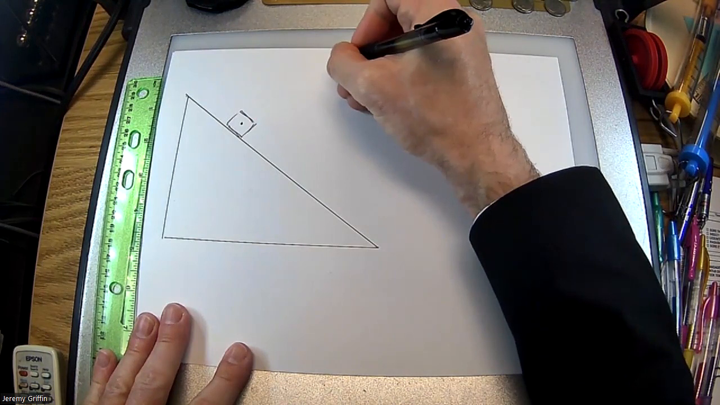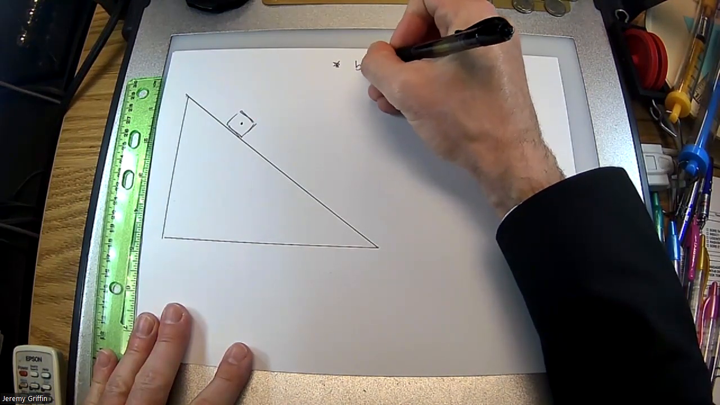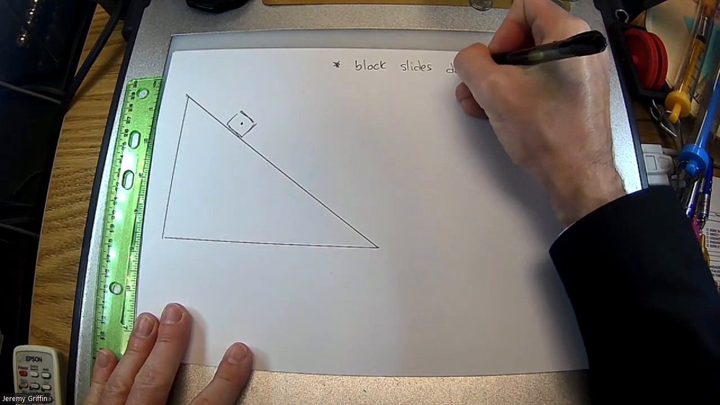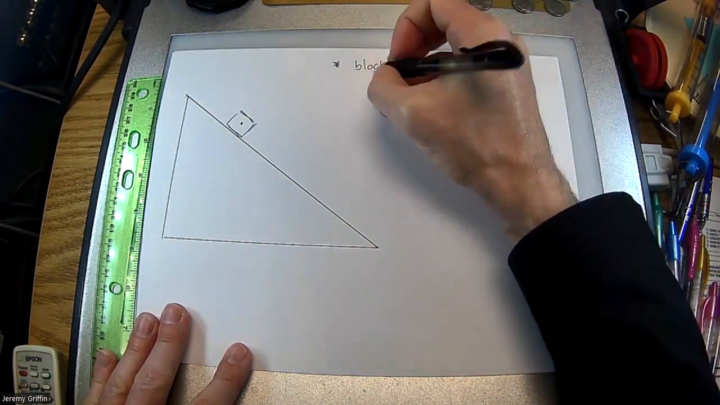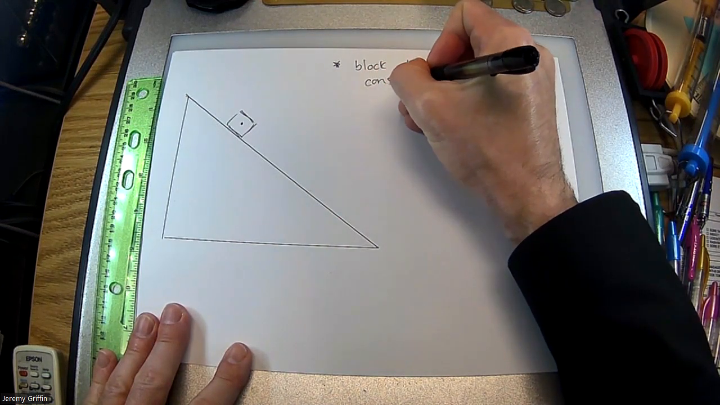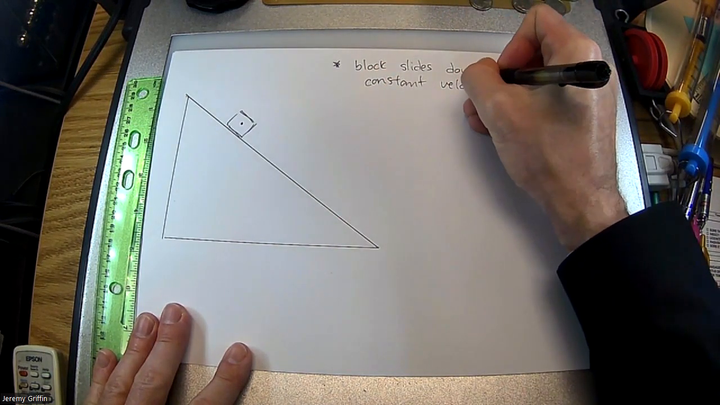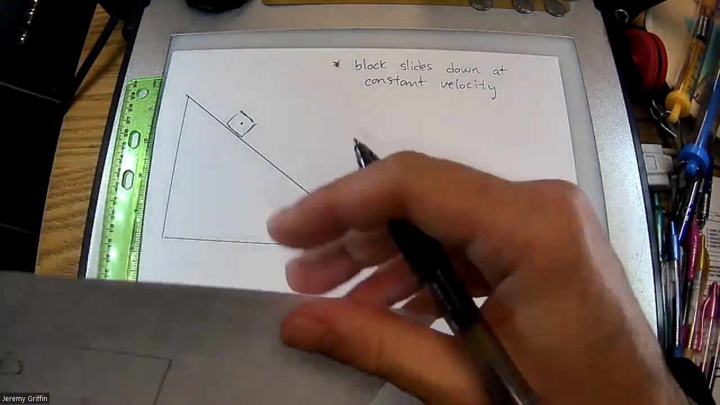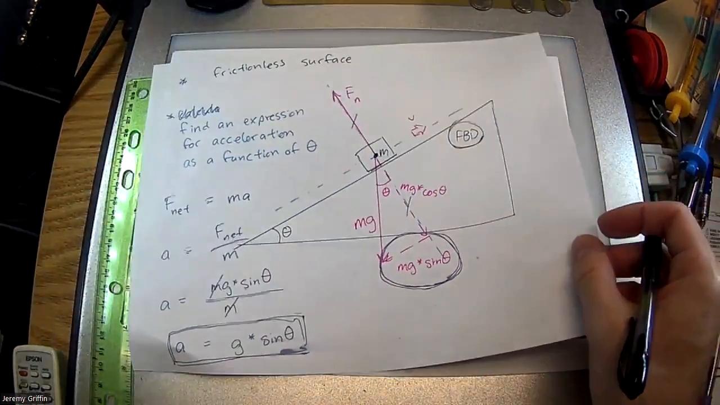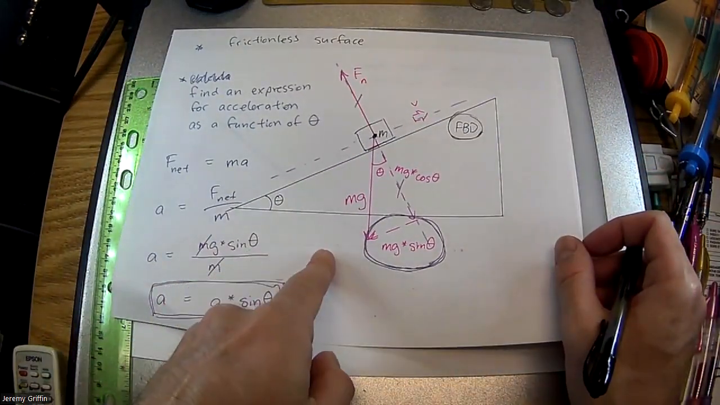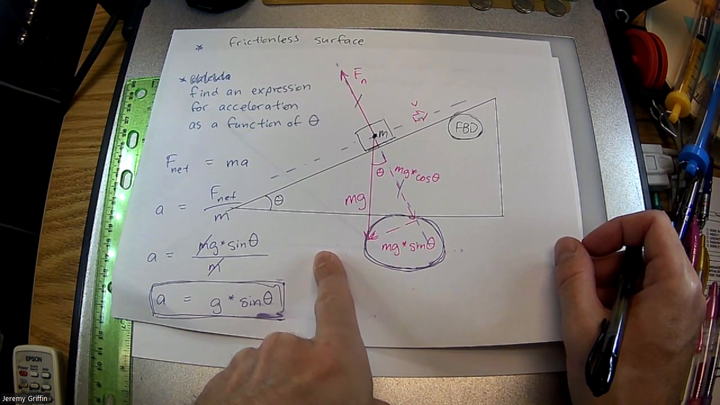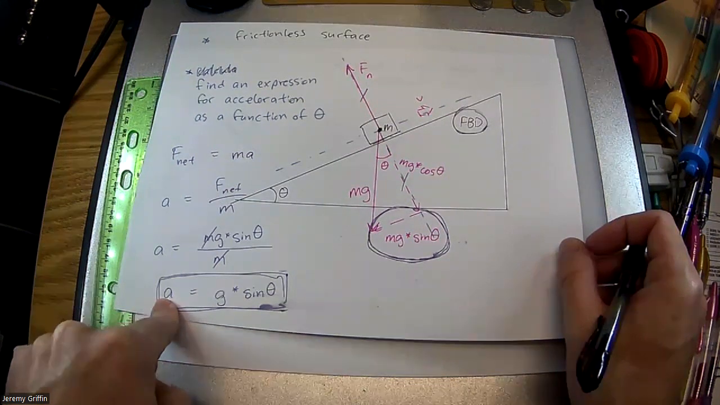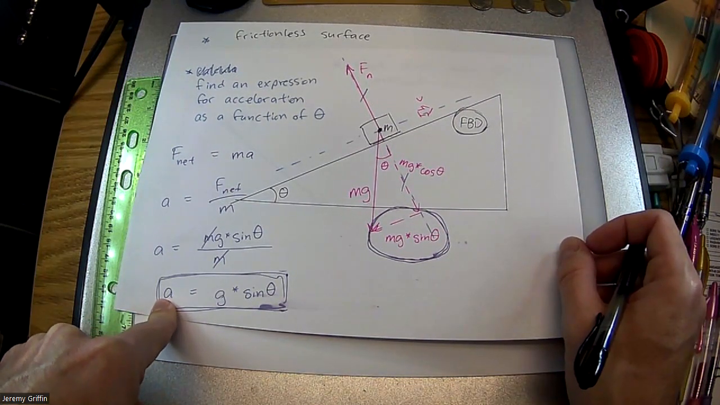Let's say the scenario is the block slides down at constant velocity. Just to make sure, the one that we finished a couple minutes ago, was this a constant velocity scenario? No, definitely not. This is constant acceleration. Acceleration means you can't have constant velocity, right? Velocity is changing.